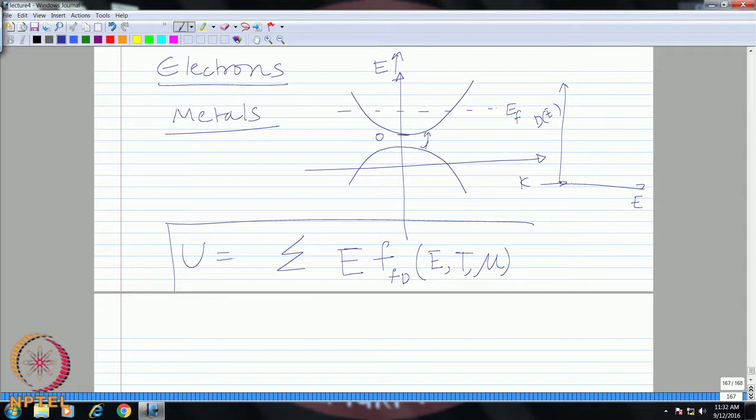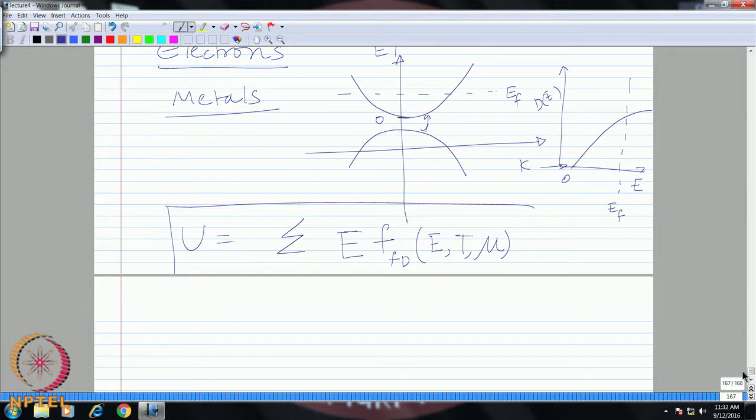So, if you plot the density of states, it will start from 0 at the edge of the conduction band, right. And somewhere you have the Fermi level. Okay. So, you have it as a function of E minus E_c, and so on. So, therefore, to convert this into a continuous integral, again we resort to using the density of states.